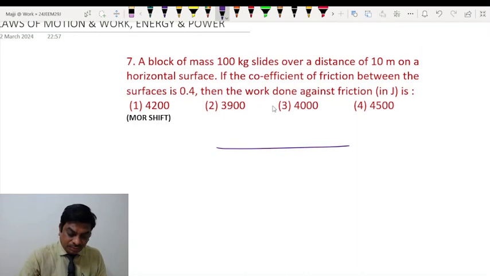As we know, if a block is placed on a rough horizontal surface, and if it is moved by a distance of 10 meters, then for work done, we can freely write the formula, work done by a constant force.